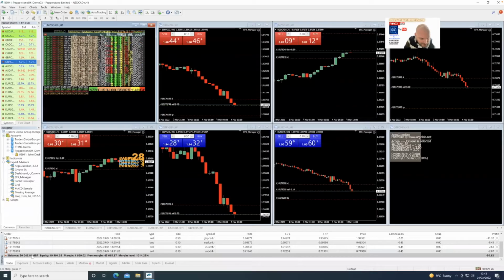However, when I closed it just after the session, I ended up with about 45 Great British pounds in profit. Okay, now I'm right back underneath my 50k starting balance, and that's simply because I'm getting in early on a few things.